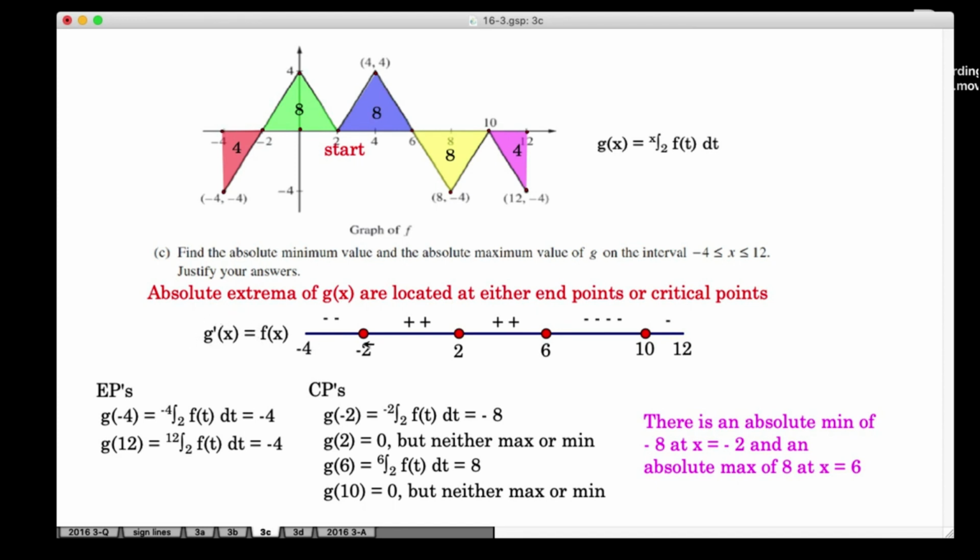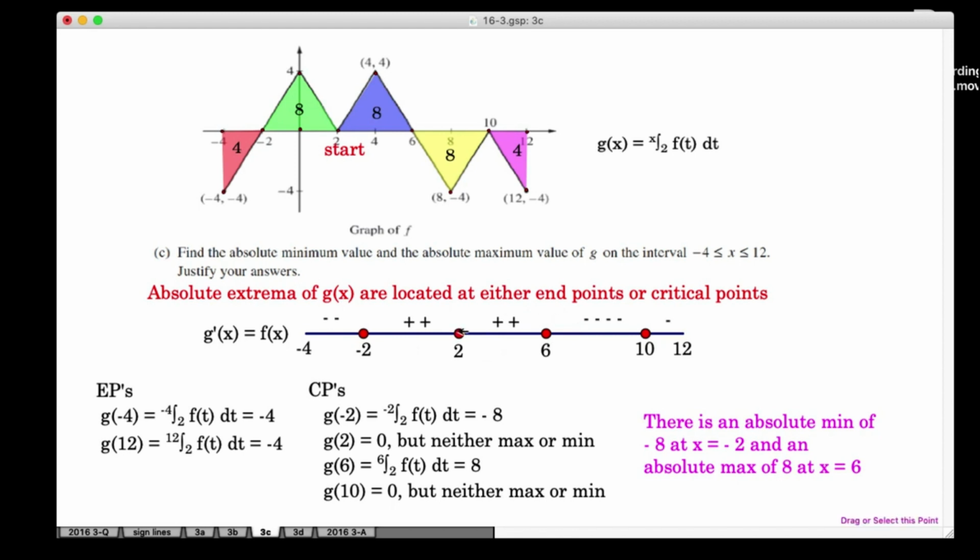So g prime is 0 at -2, 2, 6, and 10. It's never undefined, so that's not a problem. So the critical points are -2, 2, 6, and 10. Now, actually, you don't have to list them all, because this is a relative min. Could be an absolute min, but it is a relative min. This is a relative max at 6.